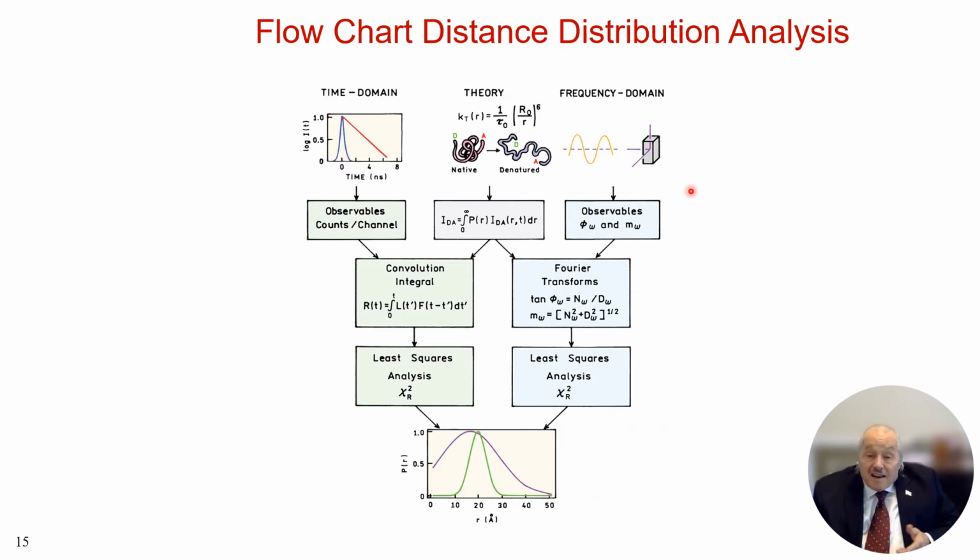So here's a flow chart of the analysis. I like to use these once in a while. Experiments could have been in either the time domain or the frequency domain. We have our observables, which are either phase and modulation, or in the other case we measure the integrated intensity decay. We then have to change that model into the type of data we're measuring. It could be time correlated photon counting data, or it could be frequency domain data. Then we do least squares analysis, and then we recover the distance distribution.